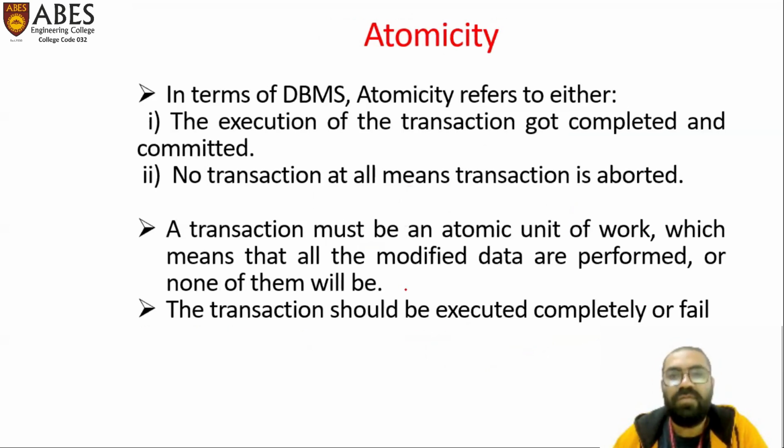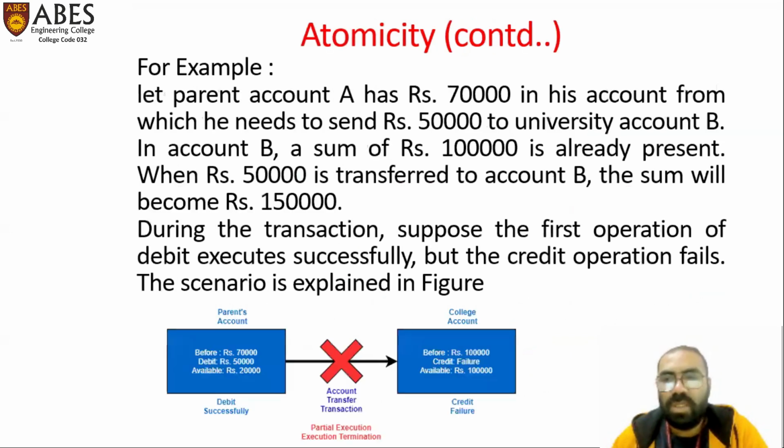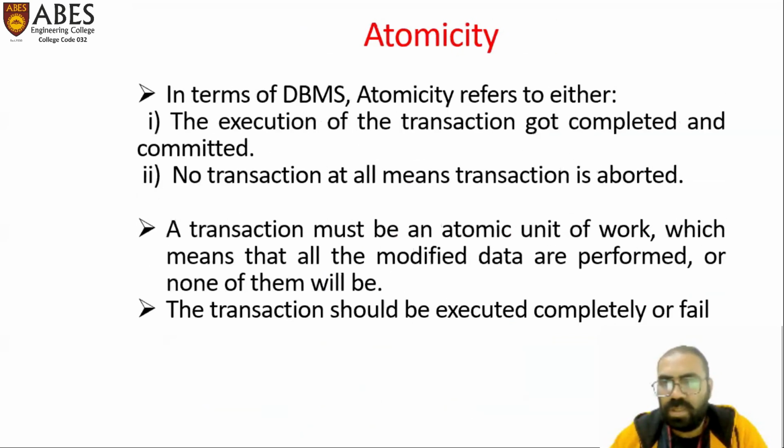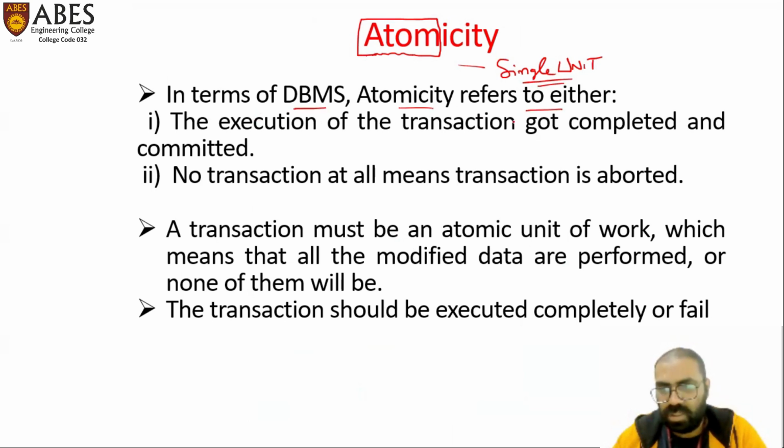Now, in terms of DBMS, atomicity means a single unit. If you break this word, it is an atom. So what do you think this is? A single unit. Whenever I talk about a single thing, what does it mean? In terms of DBMS, atomicity refers to either the execution of the transaction being completed and committed.